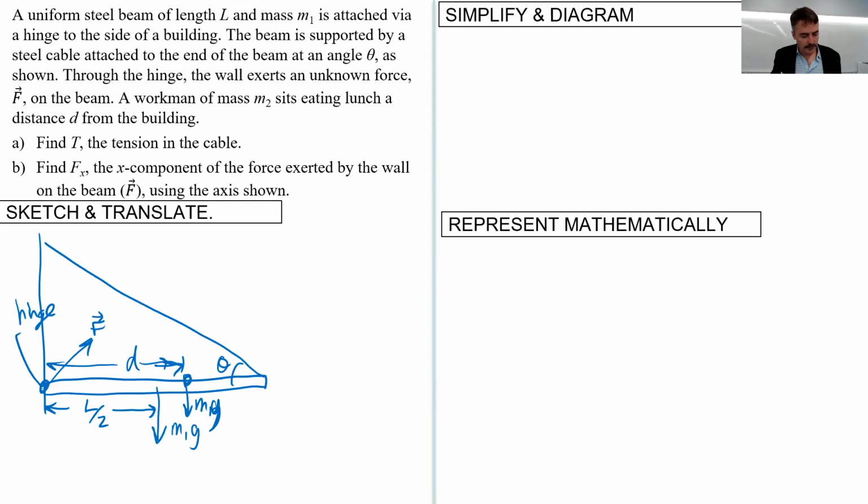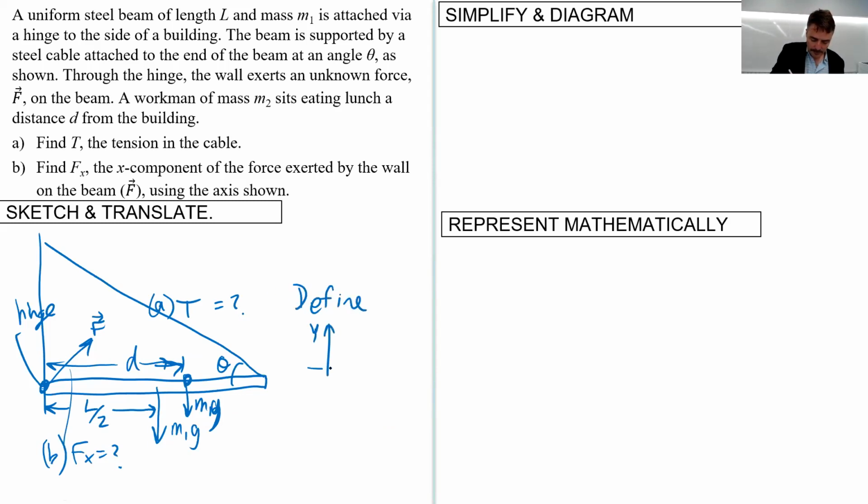So find T, the tension in the cable. So T is equal to question mark. And find F_x, the x component of the force exerted by the wall on the beam. So F_x equals question mark. So that's part A and part B. We're going to define y to be up, x to be towards the right.